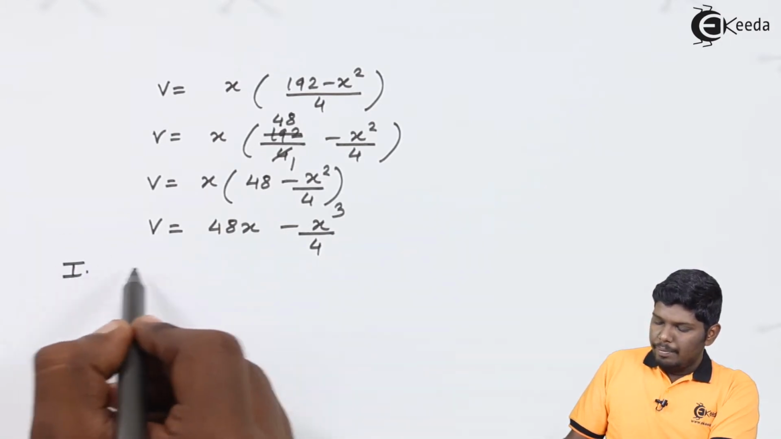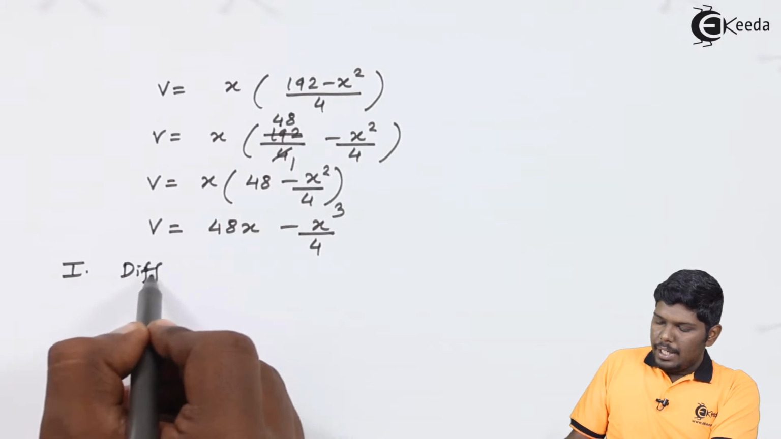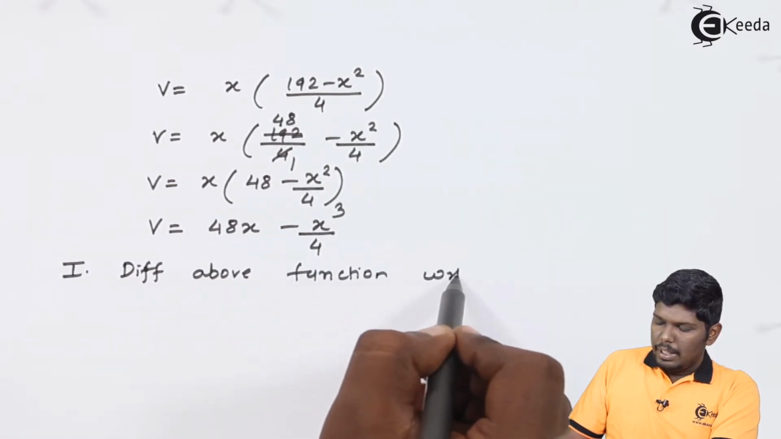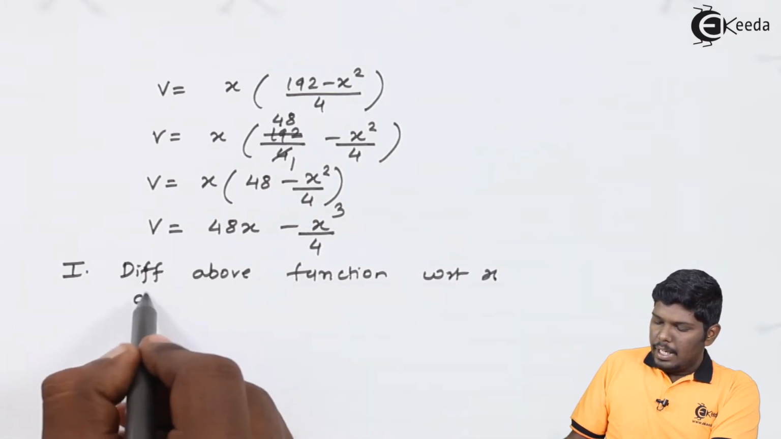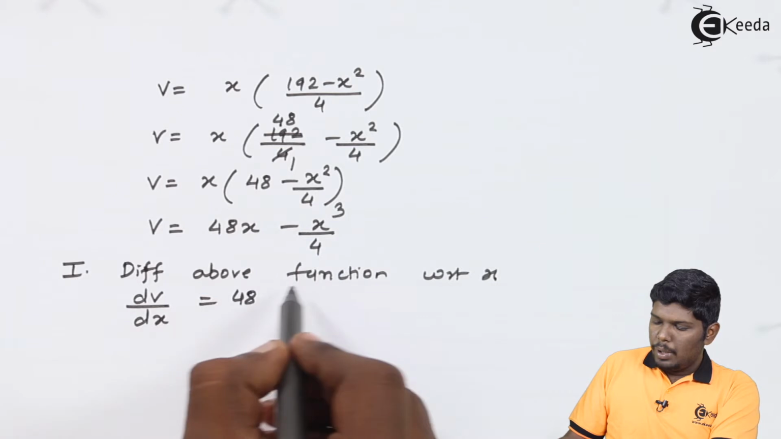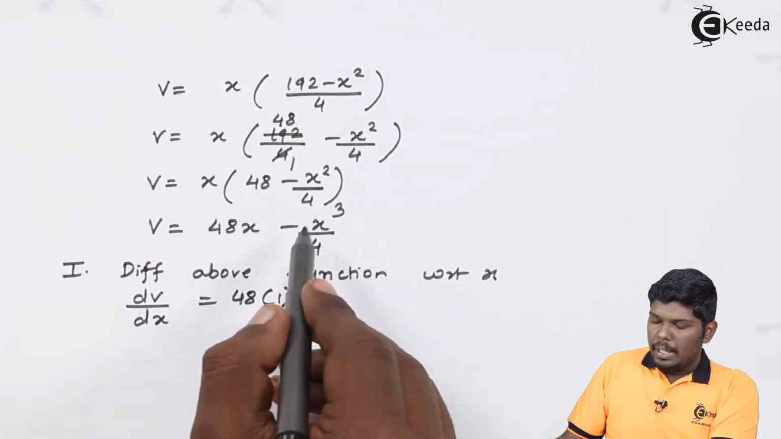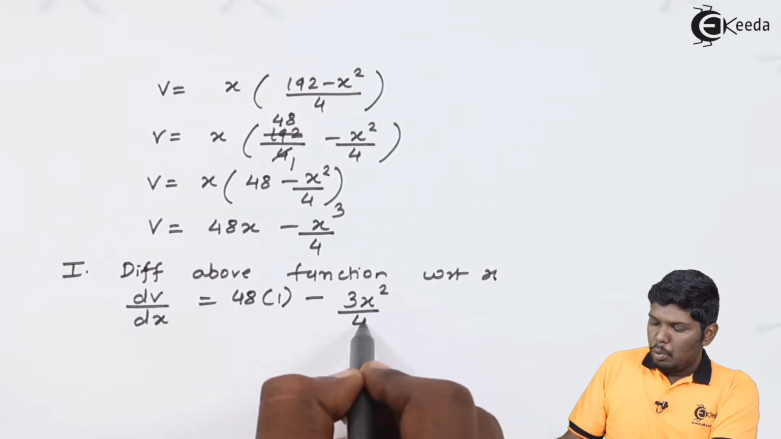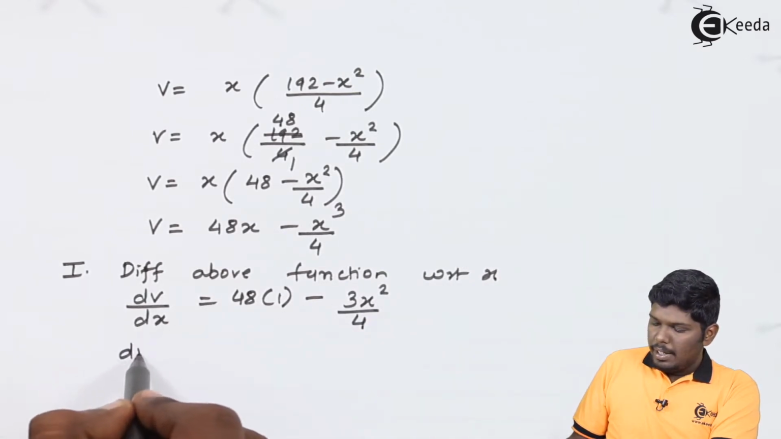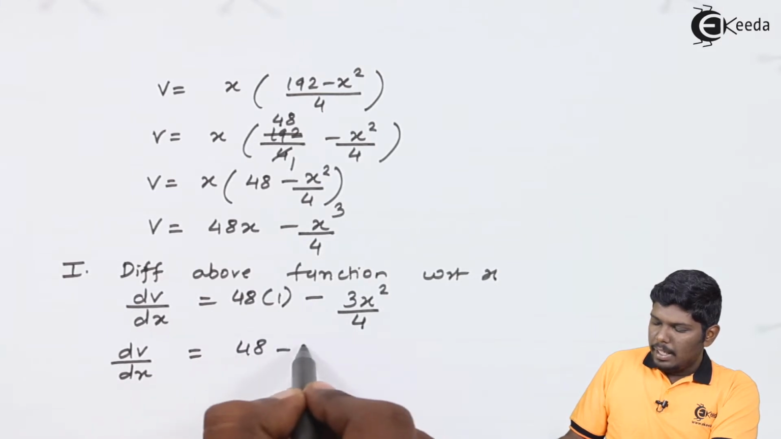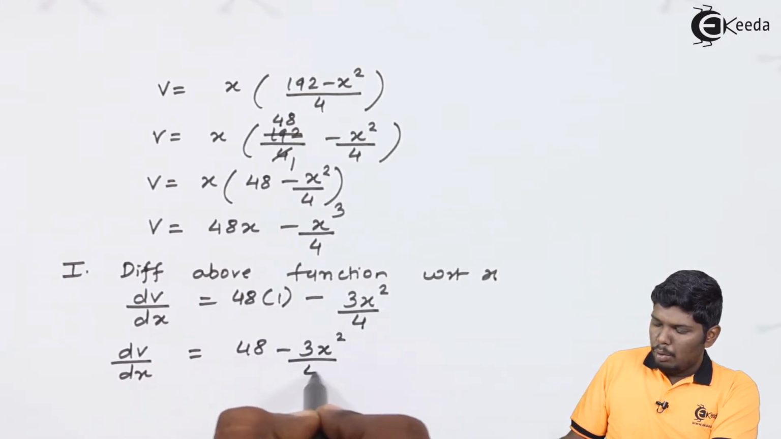Step number 1. Differentiating above function with respect to x. Derivative of v will give you dv by dx. 48 into derivative of x is 1 minus derivative of x cube will be 3x square upon 4 as it is. Dv by dx is 48 minus 3x square upon 4.